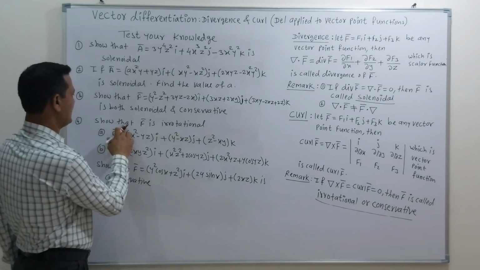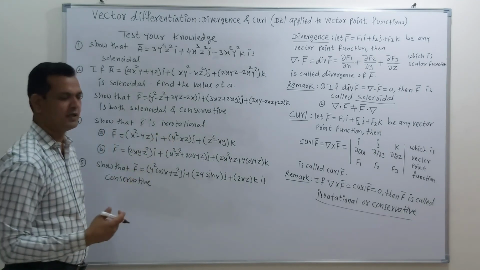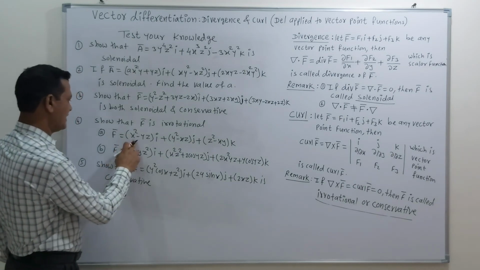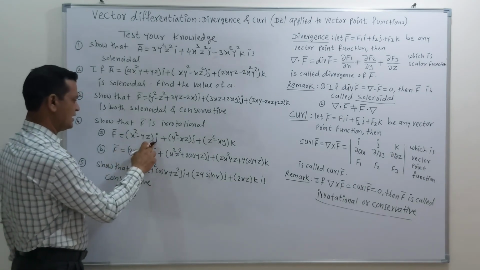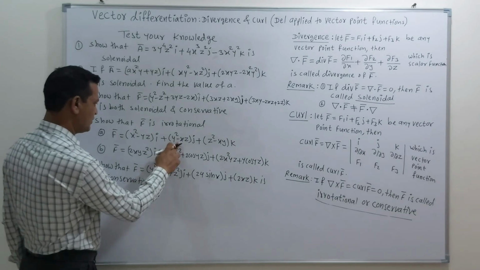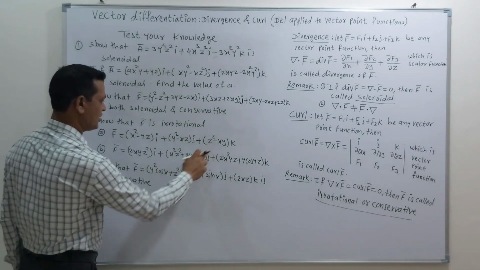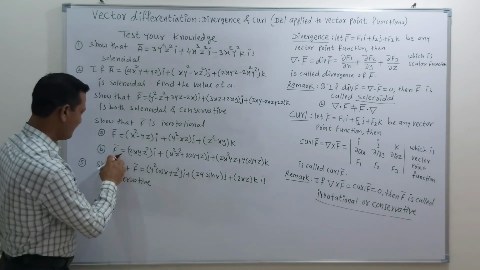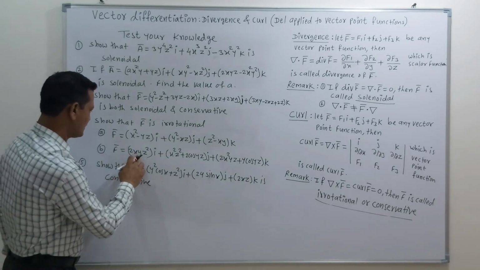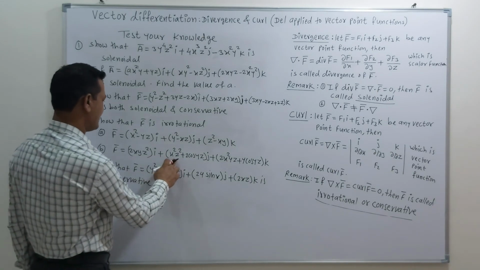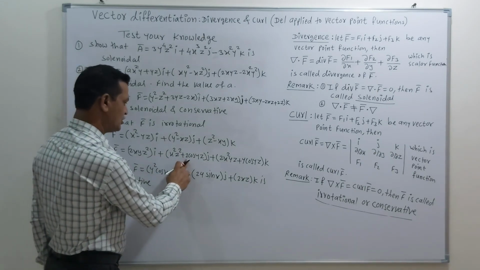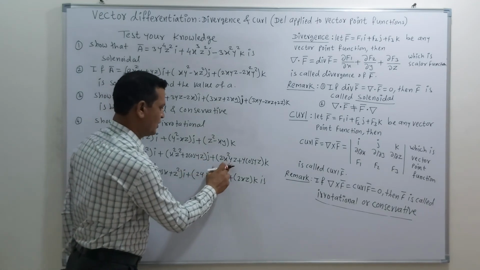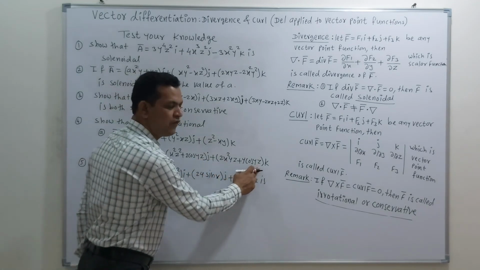Then next example is show that this f bar is irrotational. So this is very simple. So here first value is f bar is equal to x square minus yz into i plus y square minus xz j plus z square minus xy into k. This is the first part, and this second value of f bar is given as 2xyz square into i plus x square z square plus 2 cos yz j plus 2x square yz plus y cos of yz into k.